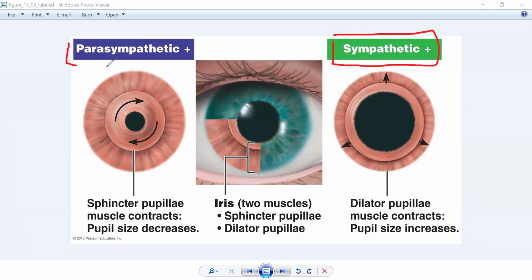Vice versa in parasympathetic. Parasympathetic is a time of doing digestion, relaxation, conserving energy. You're going to see the portion of the iris start to constrict the pupil so you don't allow as much light into the eye during parasympathetic activity.